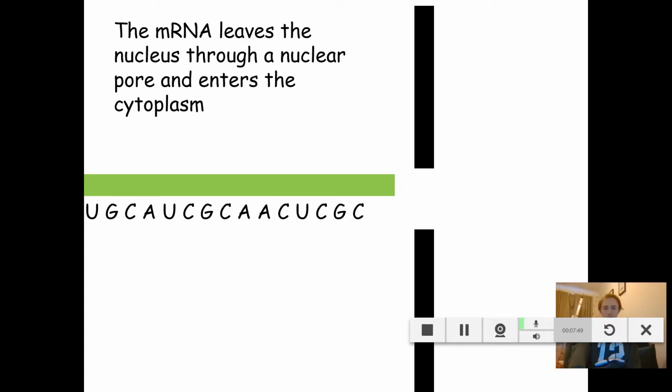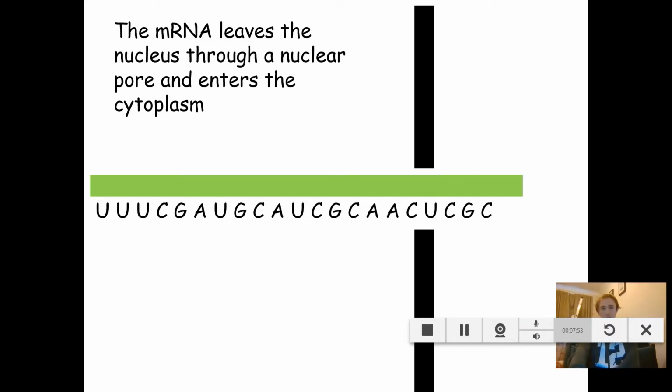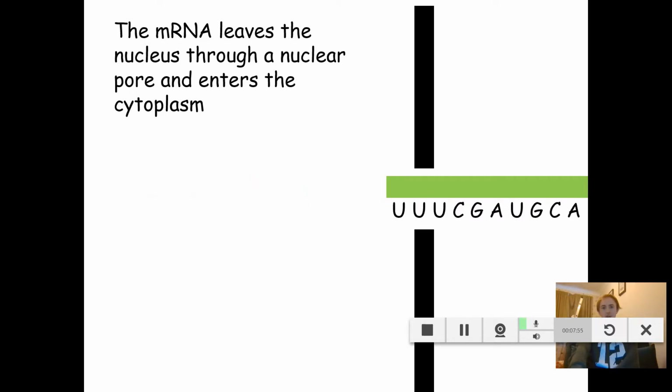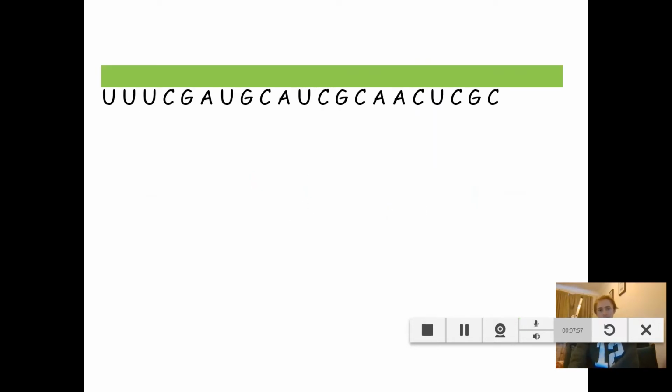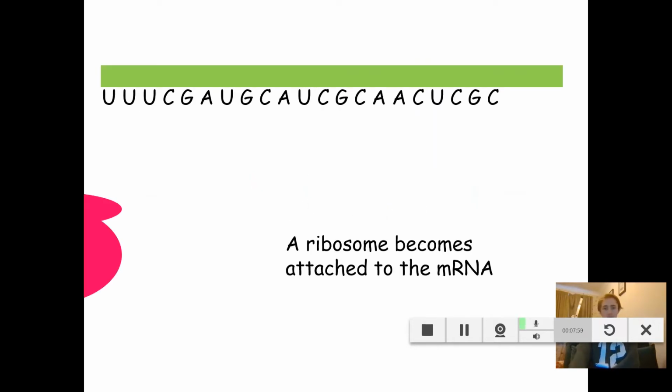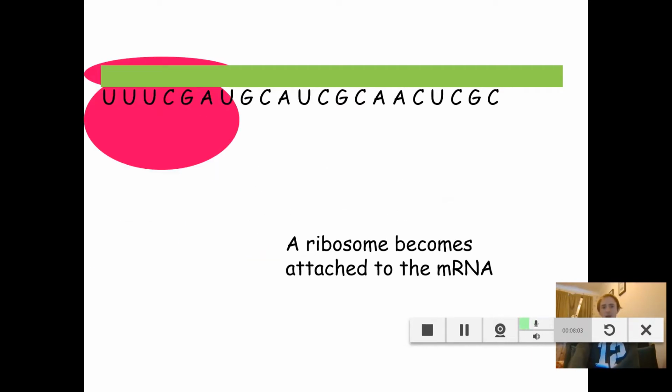So, as I said, this is one of the finest examples of animation you'll ever see. I have to click it through manually. The mRNA leaves the nucleus through the nuclear pore and it goes into the cytoplasm. Once it's in the cytoplasm, the ribosome attaches to the mRNA. Now I'll go over that in a second to be fair. And it attaches at a set point, a set point which is called the start codon.